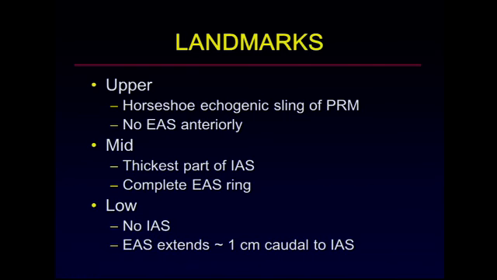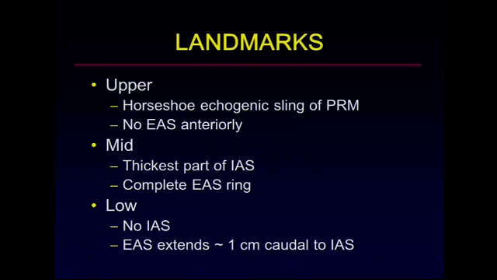So just to review the landmarks that I use, I know I'm in the upper portion if I'm just inferior to that horseshoe-shaped echogenic sling of the puborectalis muscle. And remember that when you're in the upper portion of the anal canal, you will not identify the external anal sphincter anteriorly. In the mid portion, this is where the internal anal sphincter is going to be thickest, and you are going to see a complete external anal sphincter ring in the normal patient.